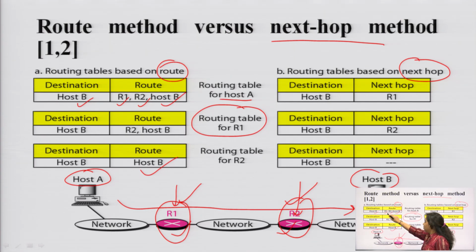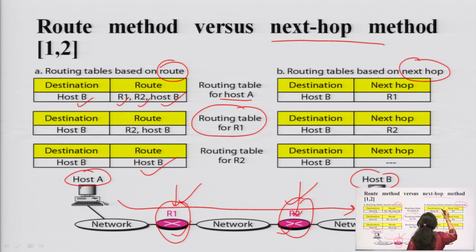So, this is how, if you can see, there are 3 points here: R1, R2, host B. Then it has reached R1, then the points are R2 and host B, then it has again reached R2, and then the point will be host B. So, this is the case for the routing table. Now, this is based on route.